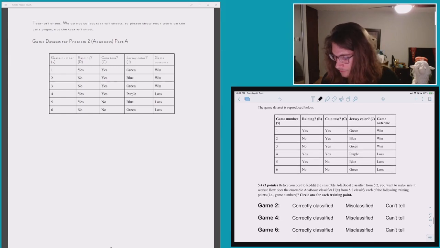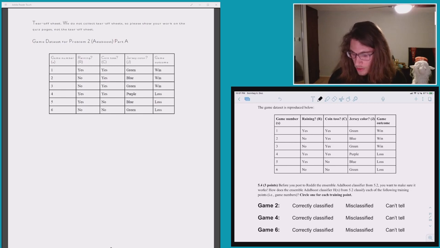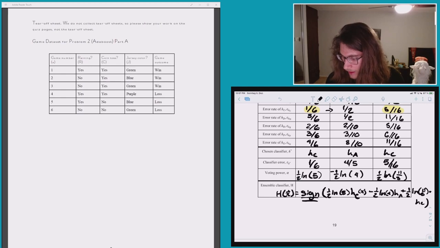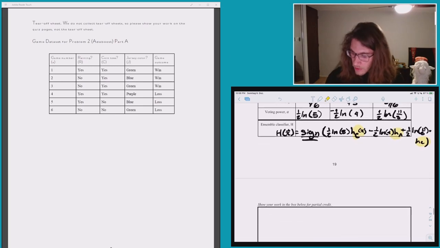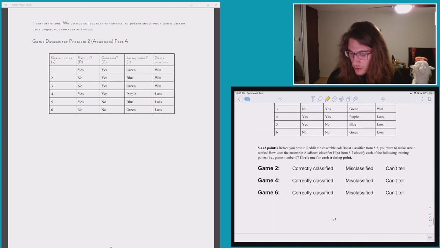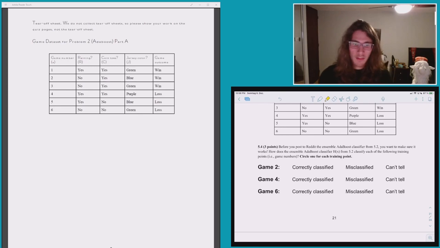So now we have the data set reproduced and we're asked to classify each of these training points. And what I want to bring to your attention is, going back briefly to the previous classifier, notice that we have H of C here and H of C here again. So H of C effectively is voting twice with positive voting power, and it's always going to overpower H of A, which is only voting once, which means the ensemble classifier is essentially just going to repeat whatever classification H of C gives.